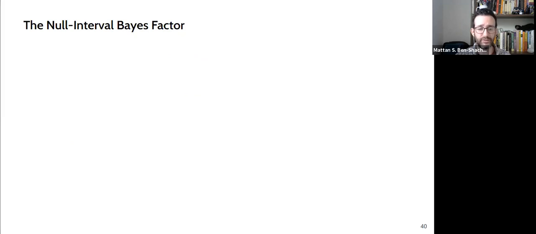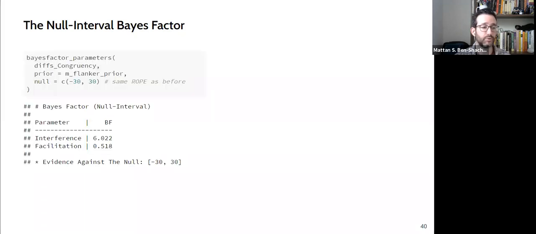We can do that with the Bayes factor parameters function from Bayes tester. So we're giving it our contrasts. We have to supply our prior model. That's why we made it before. And we're going to specify that the null is a range between -30 and +30. And what we get is two Bayes factors, one for each of our effects.